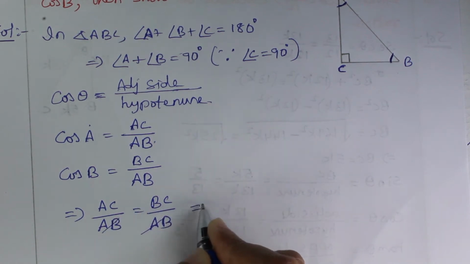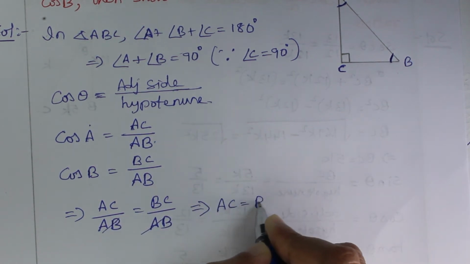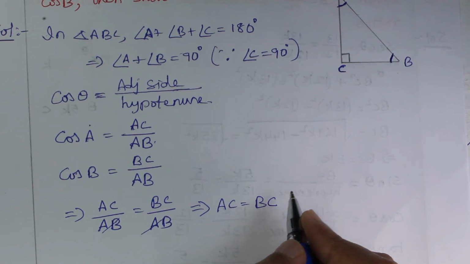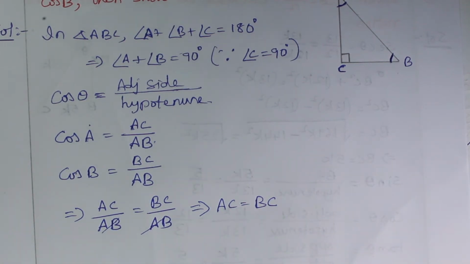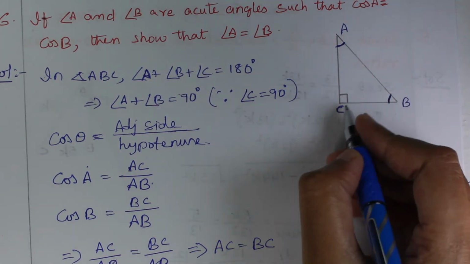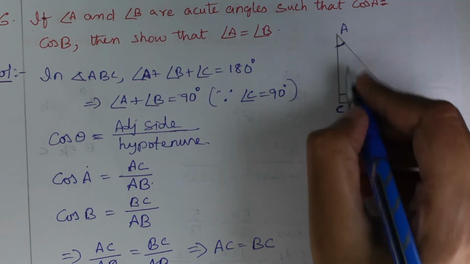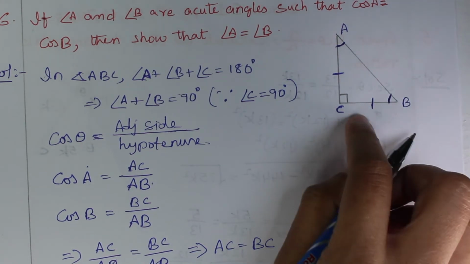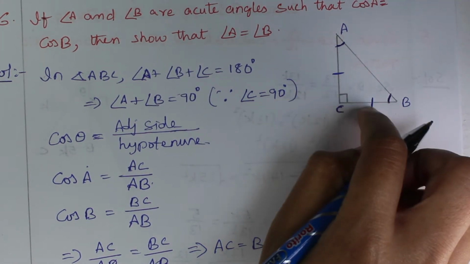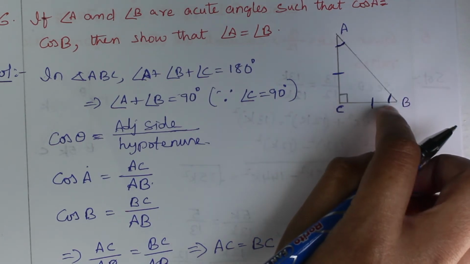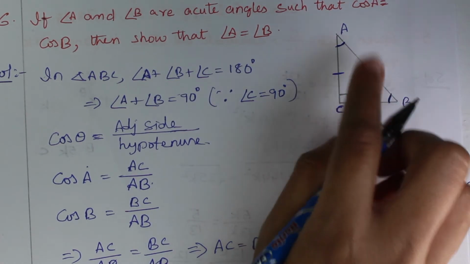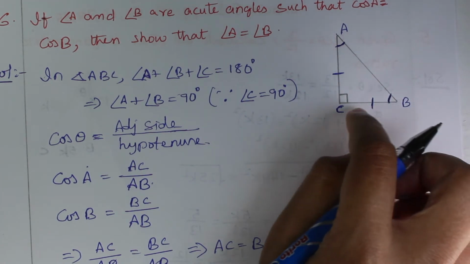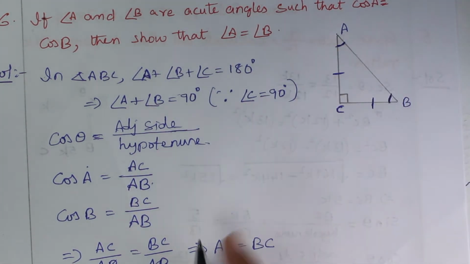AB gets cancelled. This implies AC is equal to BC. Now in the right angle triangle, we got that AC is equal to BC. That is, these two sides are equal. So in a triangle, if two sides are equal, the angles opposite to those sides will also be equal. So what is the angle opposite to AC? Angle B. And what is the angle opposite to BC? Angle A. So that implies angle A is equal to angle B.